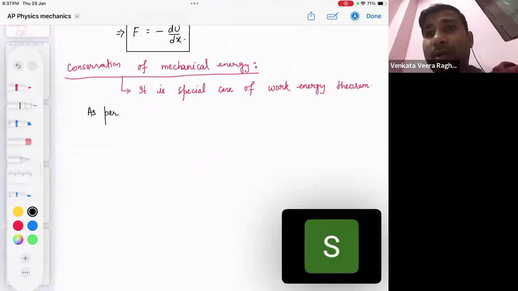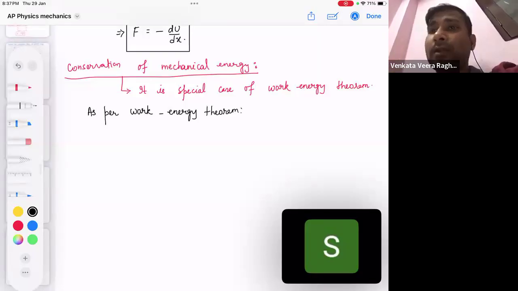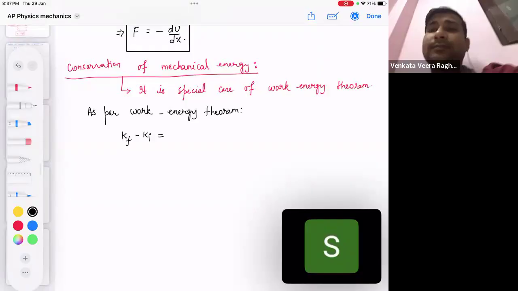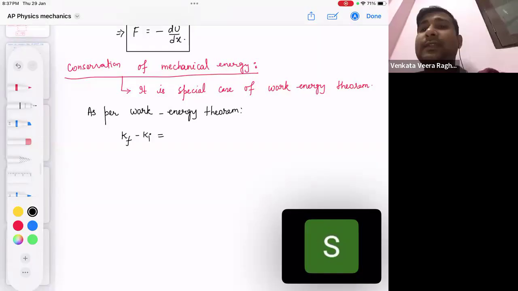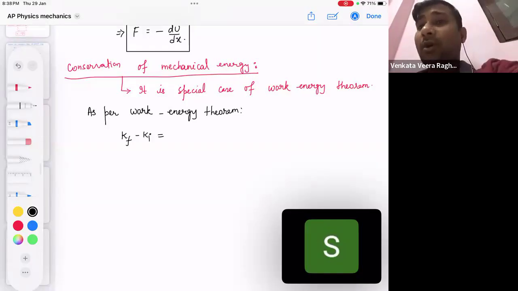What is the work energy theorem? Tell me. As per the work energy theorem, can I write it K final minus K initial? Right? What is the work energy theorem? The work energy theorem says that change in kinetic energy, that means K final minus K initial, will be equal to work done by all the forces, right?